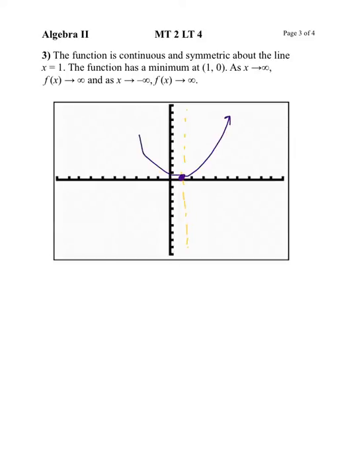I have it's growing here, it's growing here. It's supposed to be symmetric. I didn't draw a very good line there for symmetric, but we get the idea. Pretty much that's what you do.